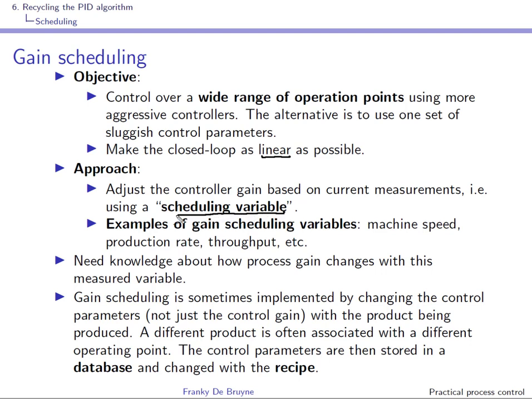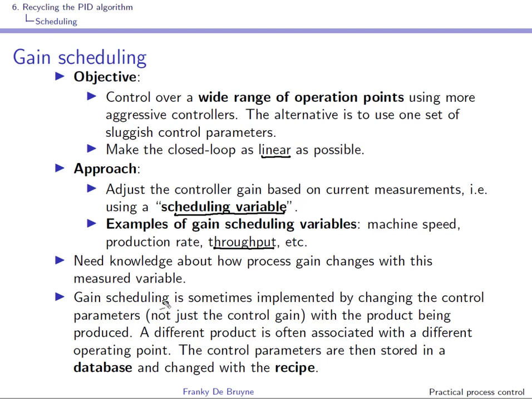We have seen the case with the product flow, right? And this is really a variable that is indicative of the throughput, right? And this is often the case with gain scheduling variables. Other examples are, for instance, the machine speed, the production rate, and so on. And of course, you'll need knowledge on how the process gain changes with these measured variables. And as I've shown, you can of course use experimentation to determine this relation, right?